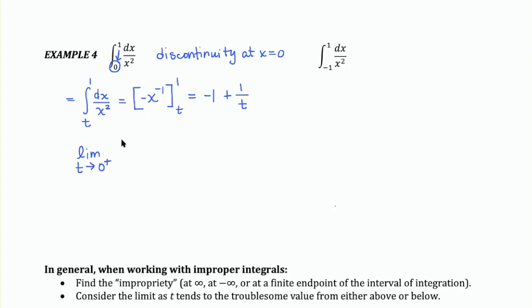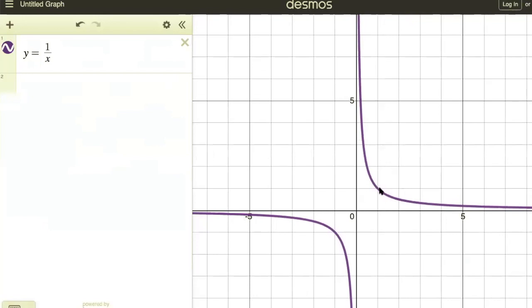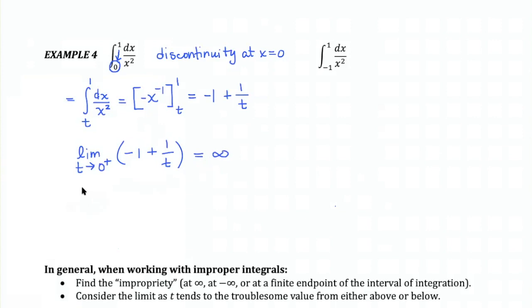So I'm taking the limit of negative 1 plus 1 over t. Now obviously at 0, if I were to just plug in 0 for t, I have an undefined fraction. So again, instead, I want to think about, what does this approach? Well, if t is getting closer and closer to 0, you can see that starting at 1 on this graph, and as we get closer and closer to 0, the y values are just trending upward. So this limit is infinity. Therefore, we have just shown that this integral diverges to infinity.